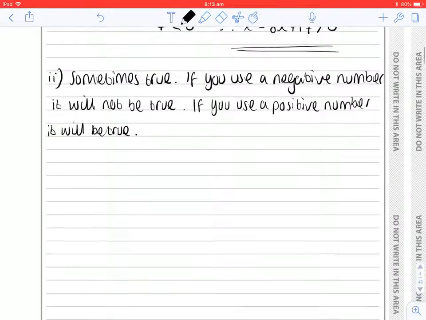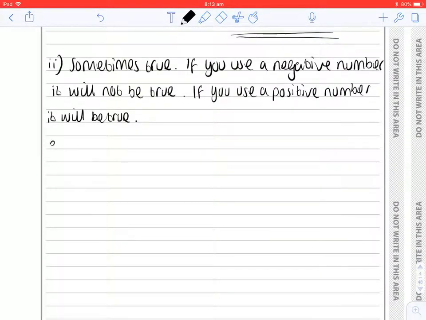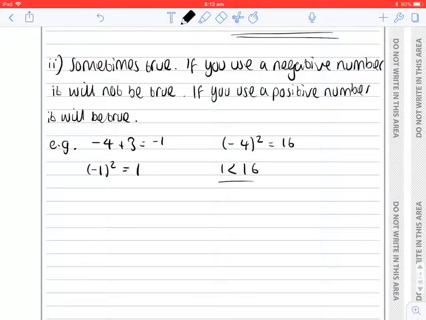Just to make sure that I'm going to pick up the marks here, I'm going to put a couple of examples in. So I'm going to give an example of minus 4 add 3 is going to be minus 1. Minus 1 squared is positive 1, whereas minus 4 squared is 16. 1 is less than 16 there.